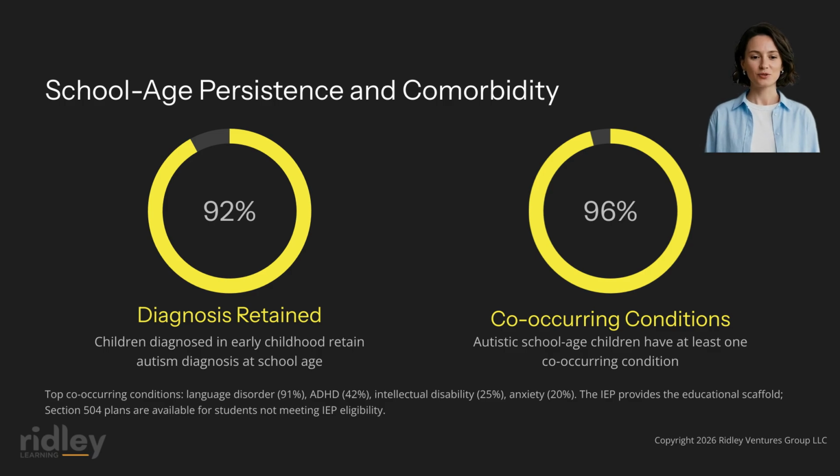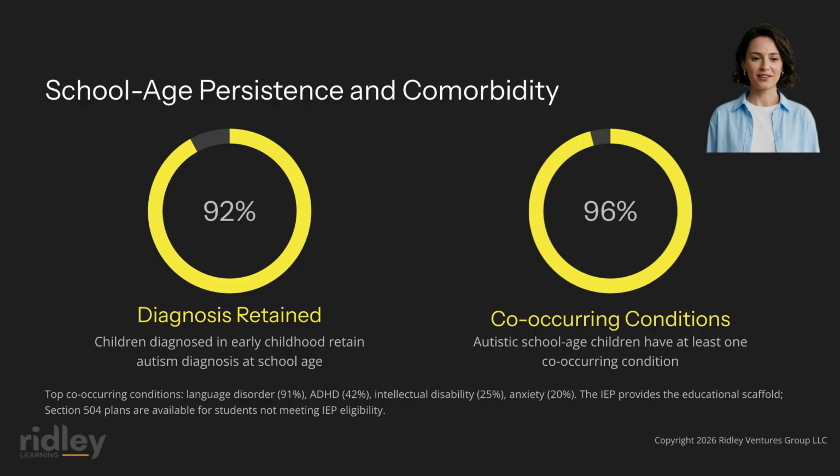We now move into the school-age period, where autism persists in the large majority of children diagnosed in early childhood, and where comorbidity is the rule rather than the exception. Brignell and colleagues' 2022 Cochrane meta-analysis of 34 studies encompassing 11,129 participants reported a pooled persistence rate of 92%, a figure that was highly consistent across the studies reviewed.